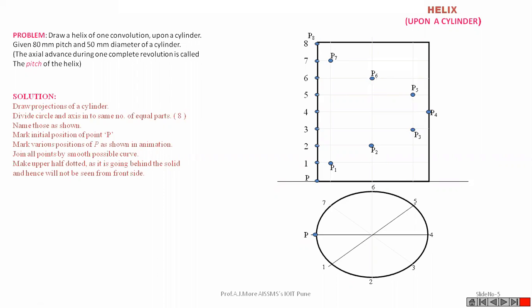The other side of this will not be visible to me. This is the front side of the curve. I have to draw it with a thin curve, and then I will draw the other side by a dotted line. So this is the helix for one complete revolution of the curve. Very simple concept. You can watch this video again and you can draw.